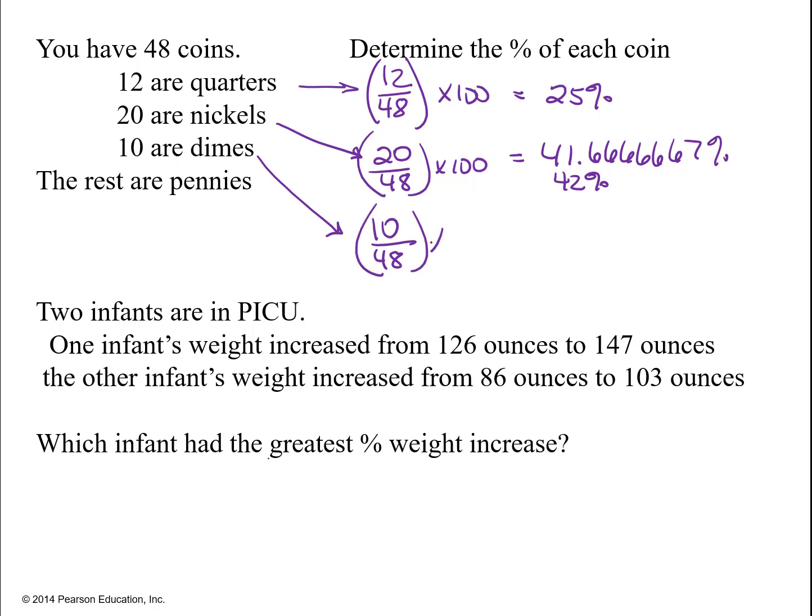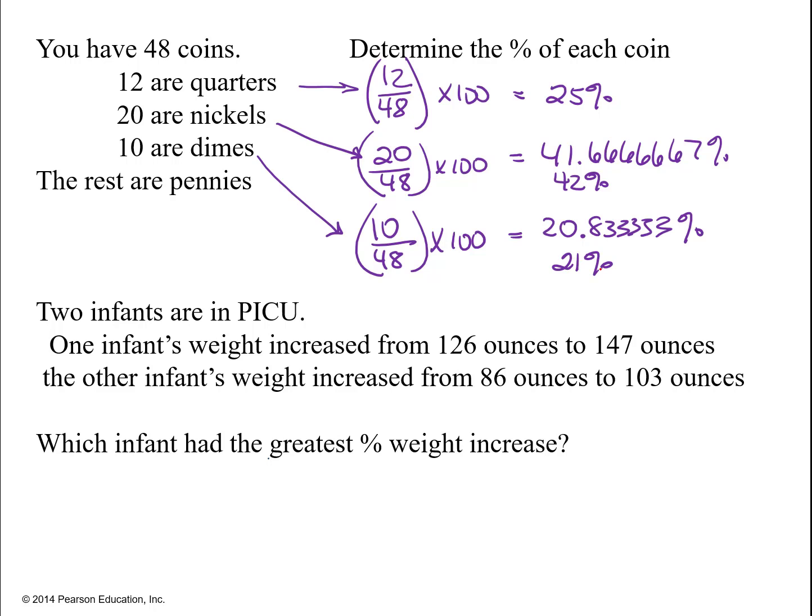Multiply that answer times 100. So first do the division, then multiply, because you'll get a fraction or a decimal. Multiply that answer times 100. So this one is 20.83333333. And that one you'd round to 21. And then the rest are pennies.